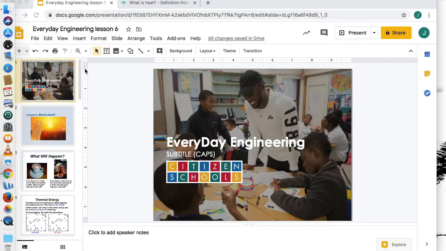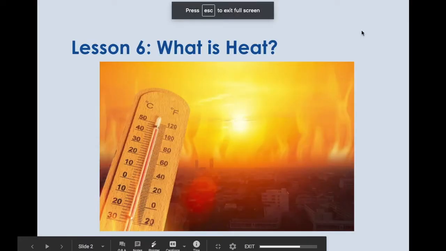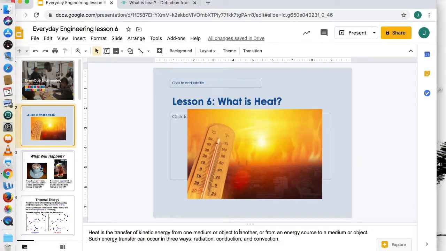Okay, now on to the lesson about heat. So what is heat? Heat is the transfer of kinetic energy from one medium or object to another, or from an energy source to an object. Energy transfer can occur in three ways: radiation, conduction, and convection. Don't worry, class, we'll go over these things.